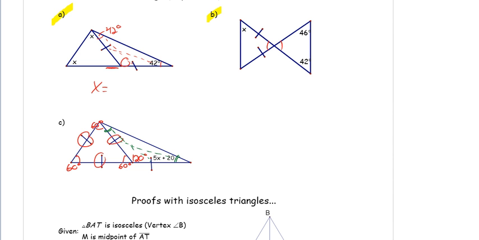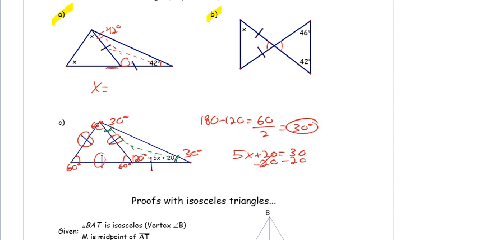Okay. The only way for those two angles to be congruent and this whole triangle to add up to 180, we know 180 minus 120 is going to be 60 divided by 2. Each angle has to be 30 degrees. So we can say that 5x plus 20 equals 30. We need to find out what x is going to make that happen. Subtract 20. 5x equals 10. So x equals 2.